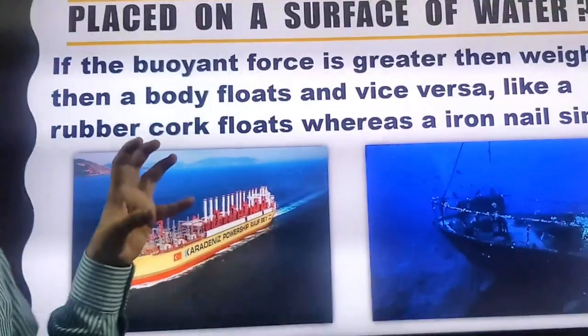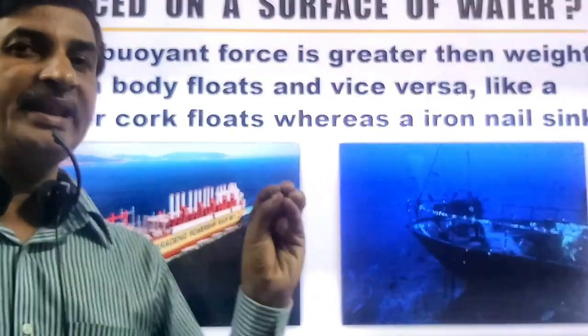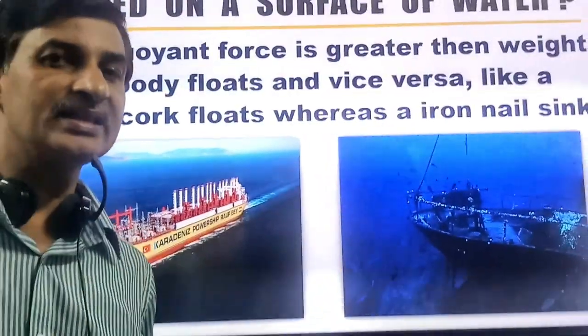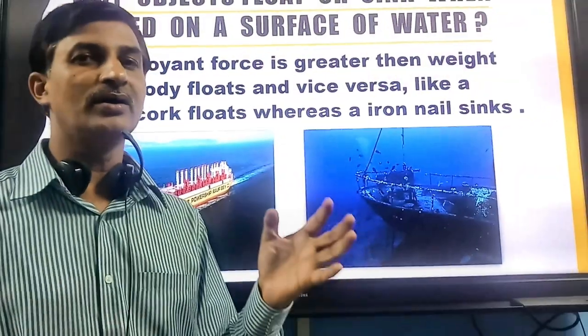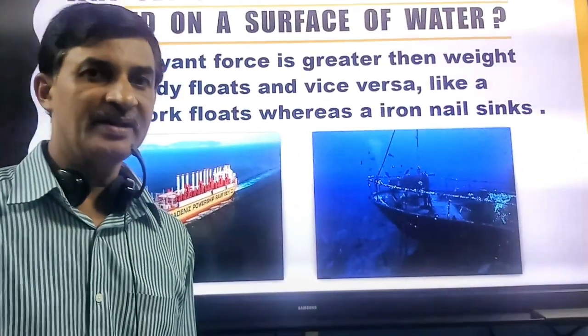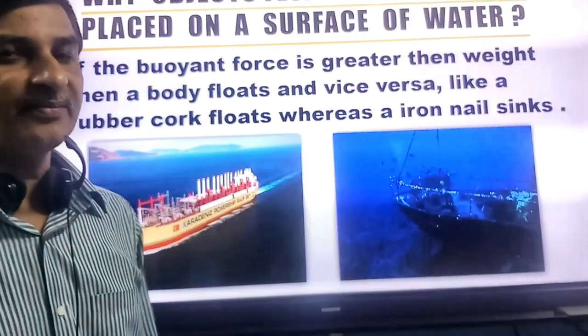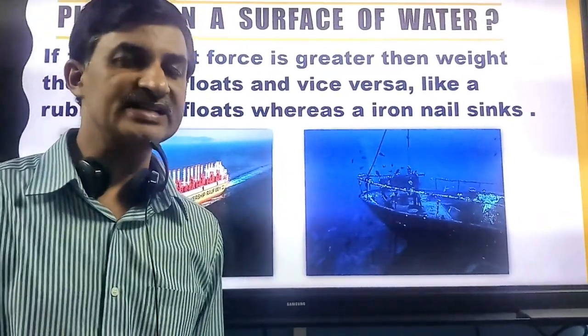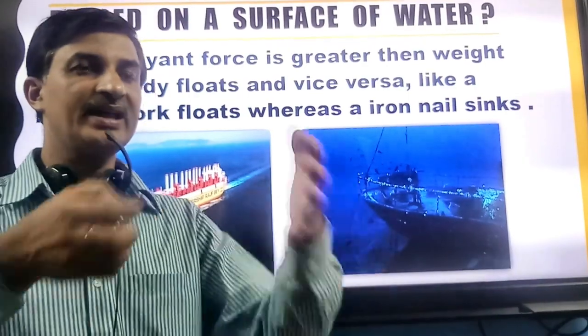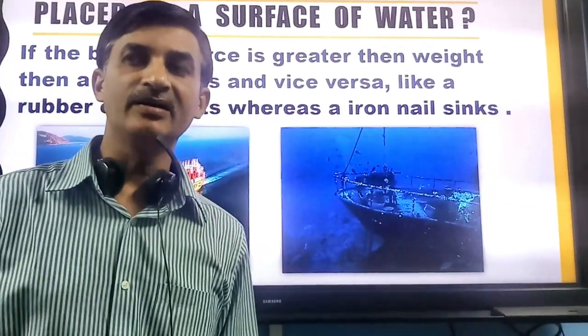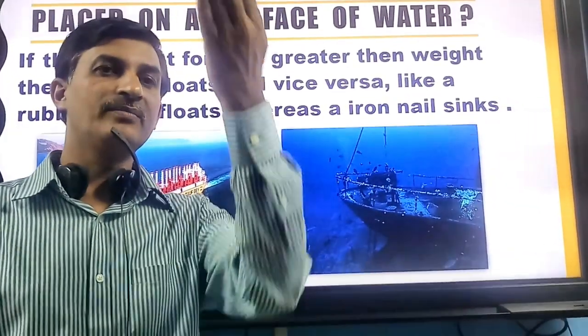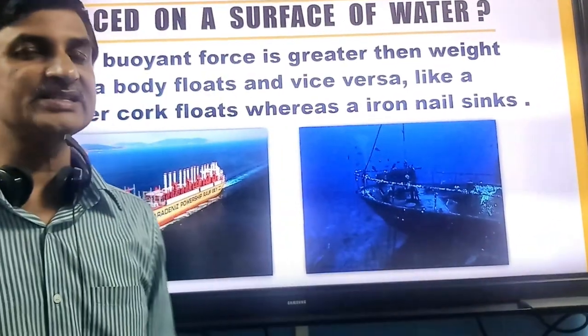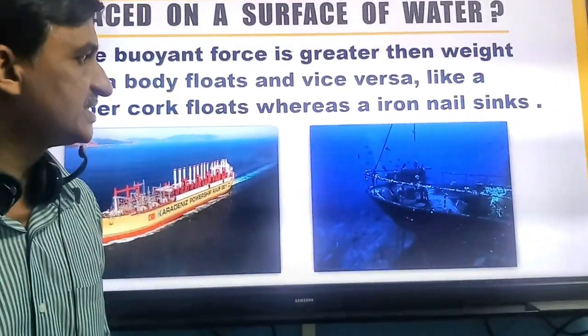A small nail sinks, whereas a big wood log floats, because in the case of the nail the value of weight is more than the buoyant force, that's why the nail sinks, whereas in the case of the big wooden log the buoyant force is more than the weight, that's why the wooden log floats.